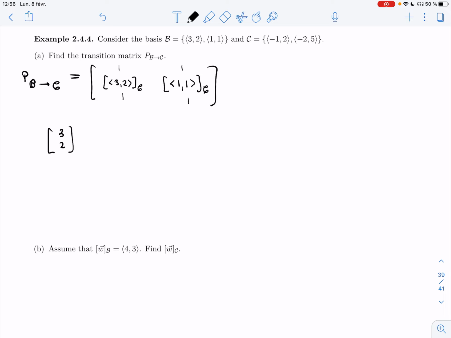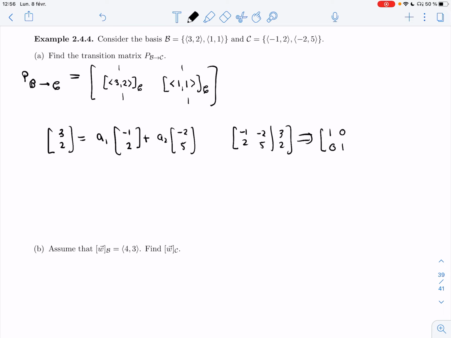I need to write (3, 2) as a linear combination: A1 times (-1, 2) plus A2 times (-2, 5). That means I need to reduce the matrix with columns (-1, 2) and (-2, 5) with constants 3, 2, and I'm going to get 1, 0, 0, 1 with -19, 8. And so A1 is -19, A2 is 8, and my first column will be (-19, 8).